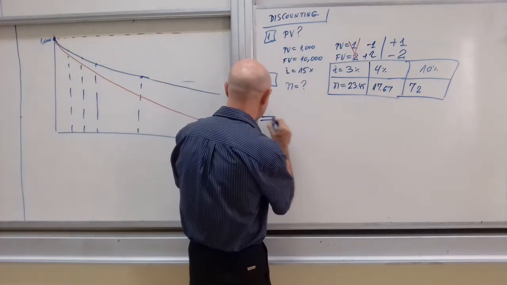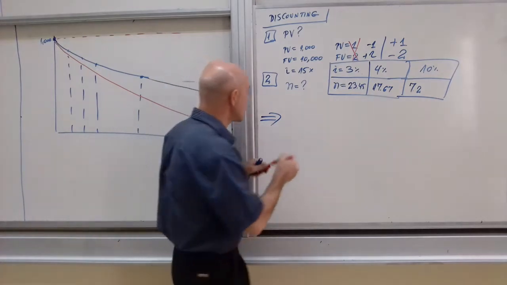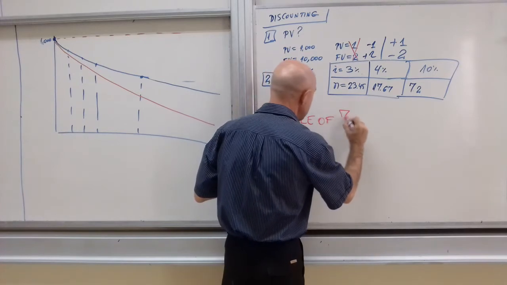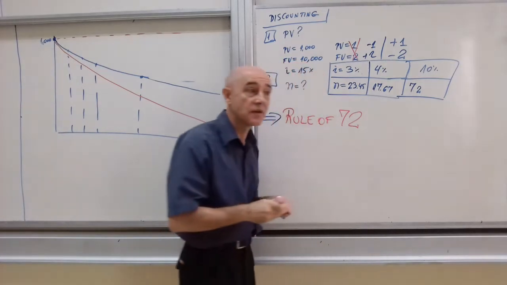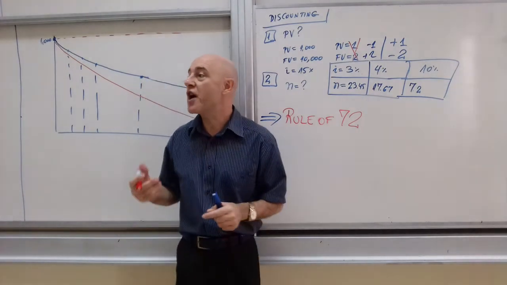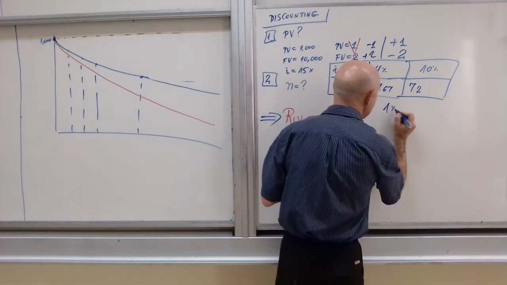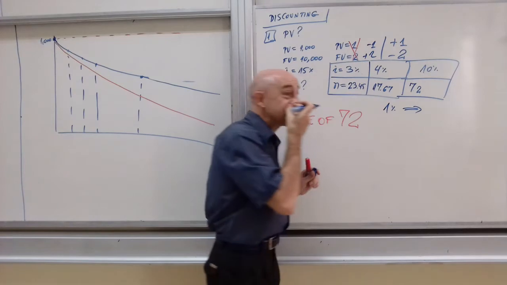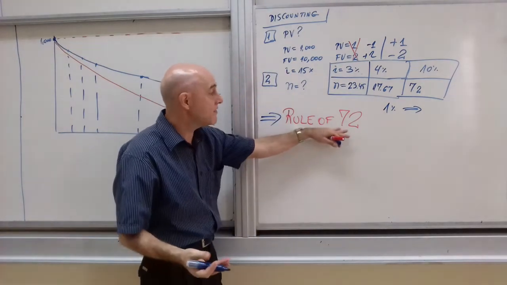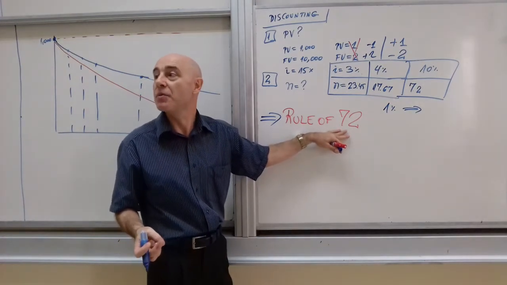The next section is a very simple, very easy rule. It's called the Rule of 72. If the interest rate is 1%, it takes 72 years to double your money. The Rule of 72 tells you how many years it takes to double your money.